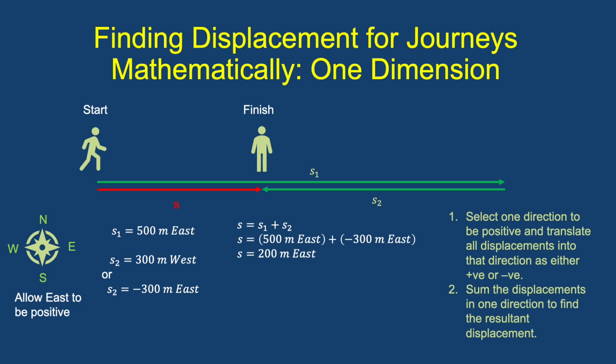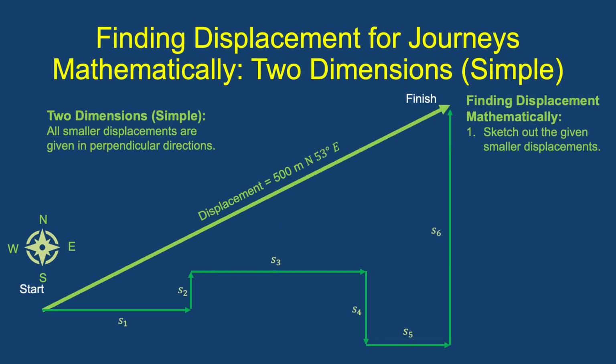You can do it graphically with arrows. You can do it mathematically. If you see the word calculate, you have to do it mathematically. If you see the word graphically, draw the vector diagrams, you have to do it with diagrams. Finding displacement for journeys mathematically, 2 dimensions. Here's a simple example. 2 dimensions. We've got a whole bunch of different displacements, but they're all combinations of east-west, north-south. That's it. They're all perpendicular values of east-west, north-south. And they're all over the shop there.